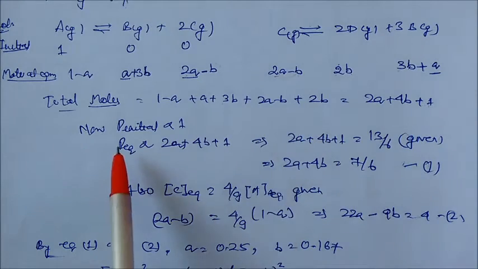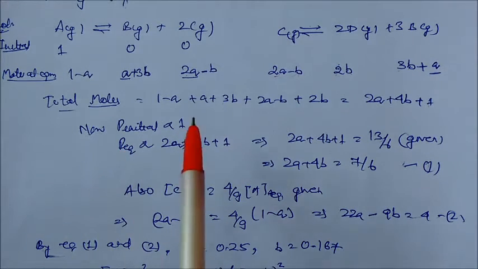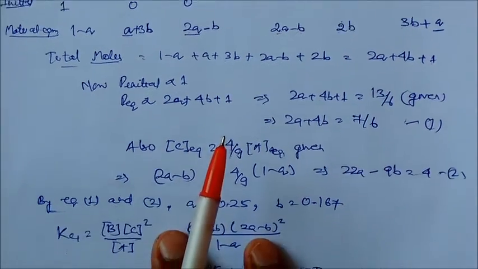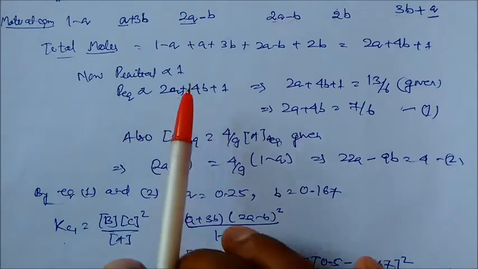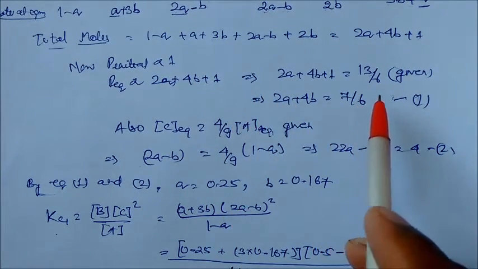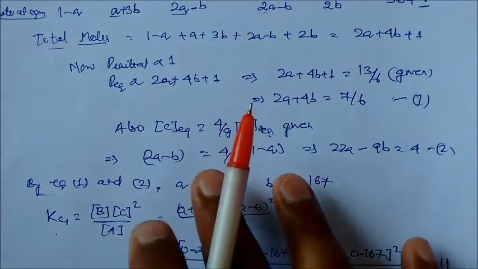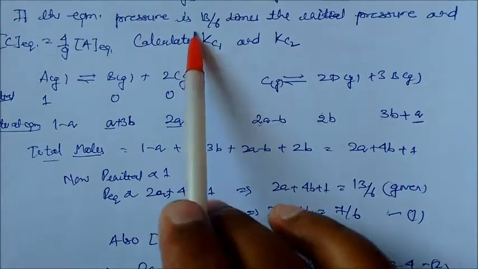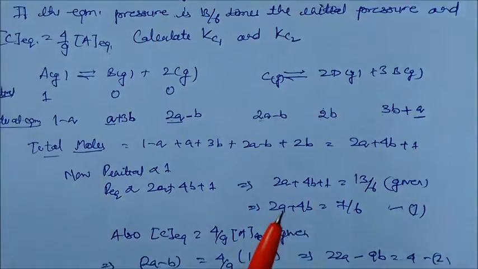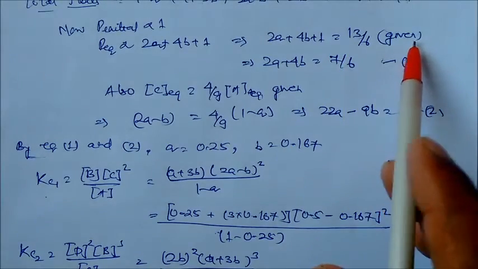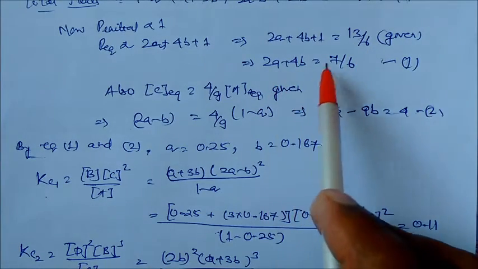So now you know Avogadro's law, that is, pressure is directly proportional to number of moles. So pressure will be equal to PA, equal to 2A plus 4B plus 1. And this is equal to 13 by 6 times the initial pressure at equilibrium, as per the given condition. So this is 13 by 6 given. So if you solve it, 2A plus 4B equals 7 by 6.